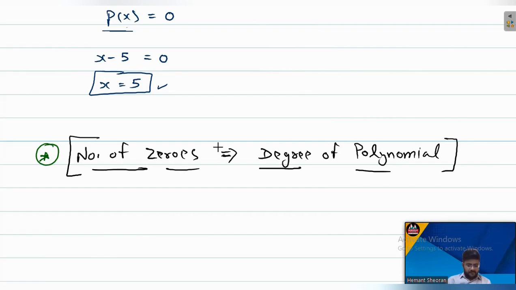I will provide you one more homework on this, on the value of a polynomial. Just solve it and then we will continue with the next thing in the next class.